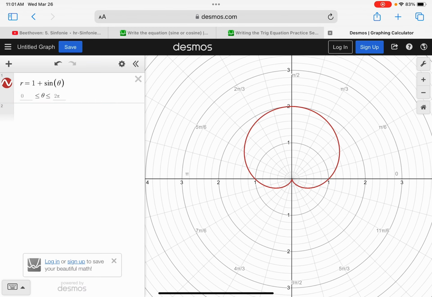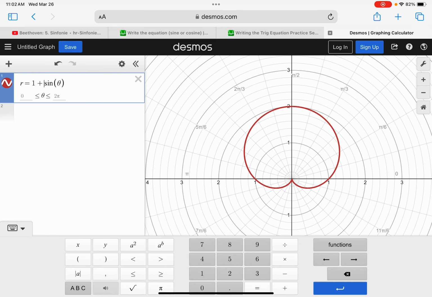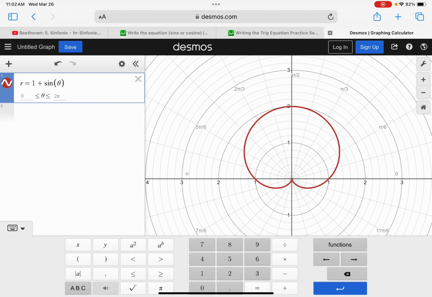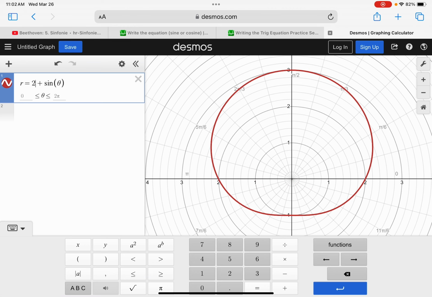And there's that cardioid. Okay, we can also see other functions where if this became a 2, it gives us this, which I've heard called a limacon with an inner loop. If I make that a 1 and make this a 2 out here, it gives us a limacon, I think they call this a dimpled limacon. So there are different things that we can do.